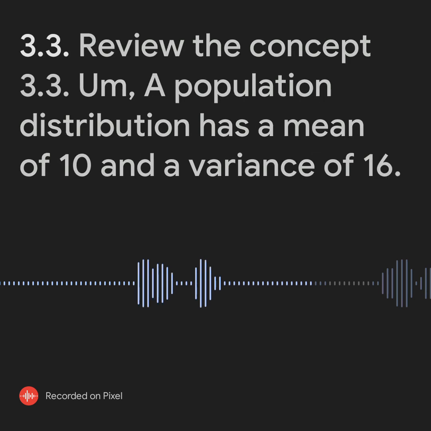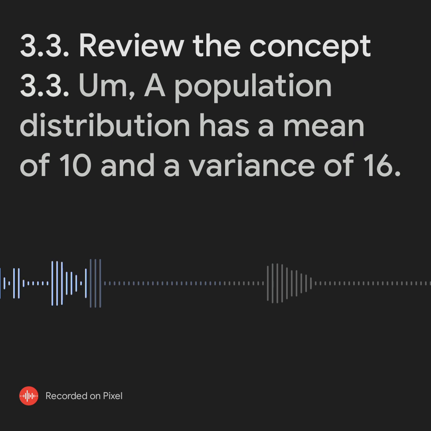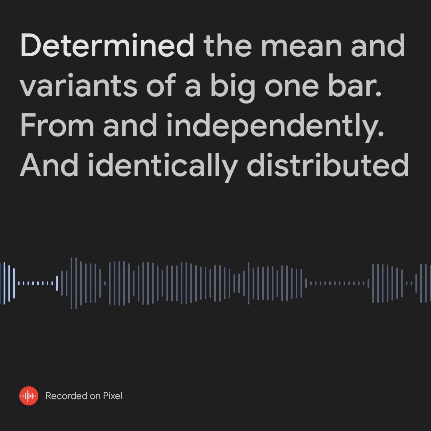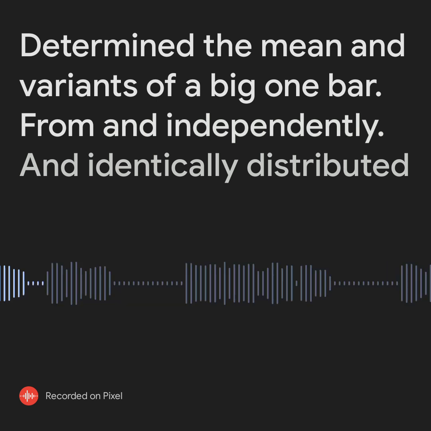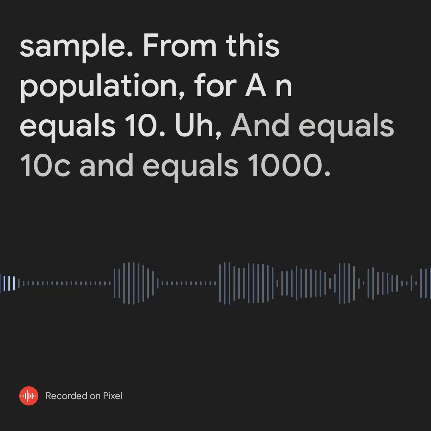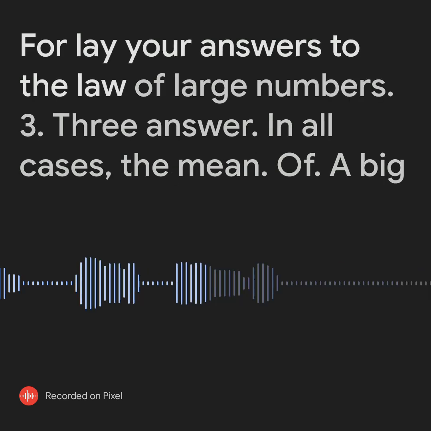3.3. Review the concept. 3.3. A population distribution has a mean of 10 and a variance of 16. Determine the mean and variance of big Y bar from an independently and identically distributed sample from this population for A, n equals 10, B, n equals 100, and C, n equals 1000. Relate your answers to the law of large numbers.